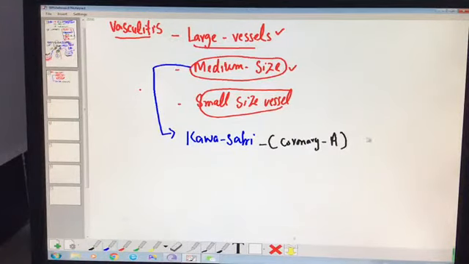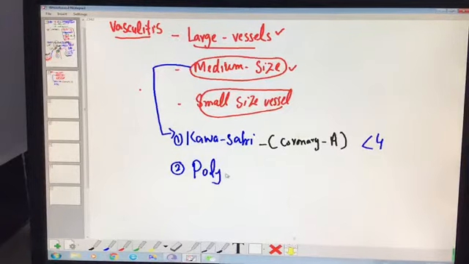This disease is very important, and the age group is very important. The age must be less than 4 or 5 years. The baby must be less than 4 or 5 years old. They have an issue with the coronary artery. This is the first type. The second one is also very famous.